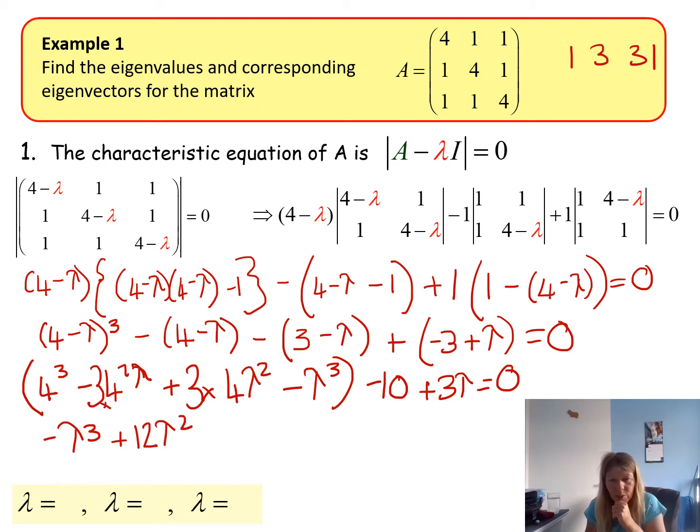Now lambdas, a bit more of them going on. 3 times 4 squared is 48, minus 48 and plus 3 from over there. So that's minus 45. Then our constant 4 to the power 3 is 64. 64 take 10 is 54. Now I would use my calculator at this point, put it in equations mode.